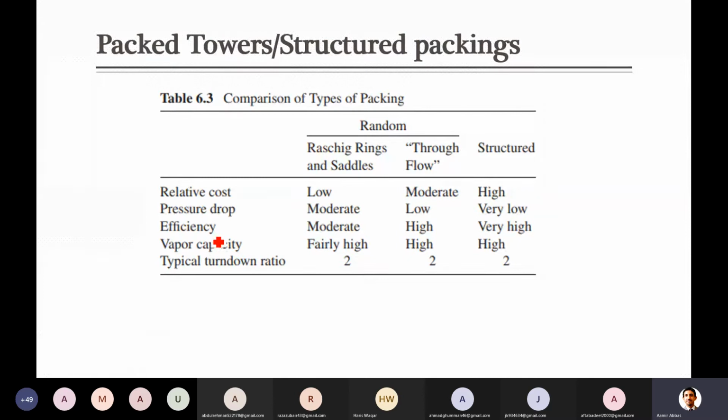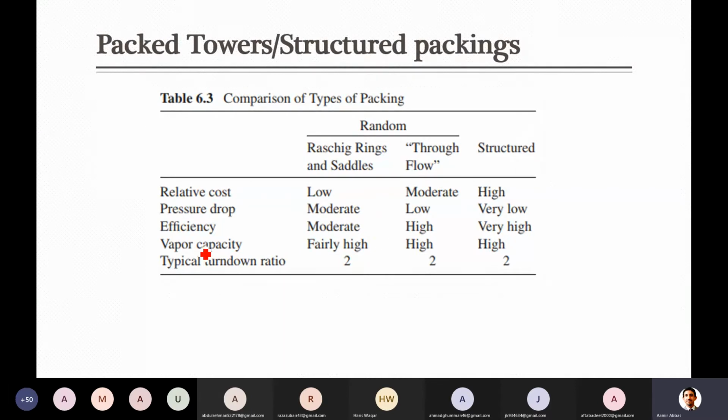In terms of efficiency, the first one was moderate, not that good, but with the passage of time, when you introduced a more open structure, the efficiency increased, and it is very high in the case of structured packing, because they provide the very best contact between vapor and liquid. So in that case, definitely the mass transfer will be high and the efficiency should be good.